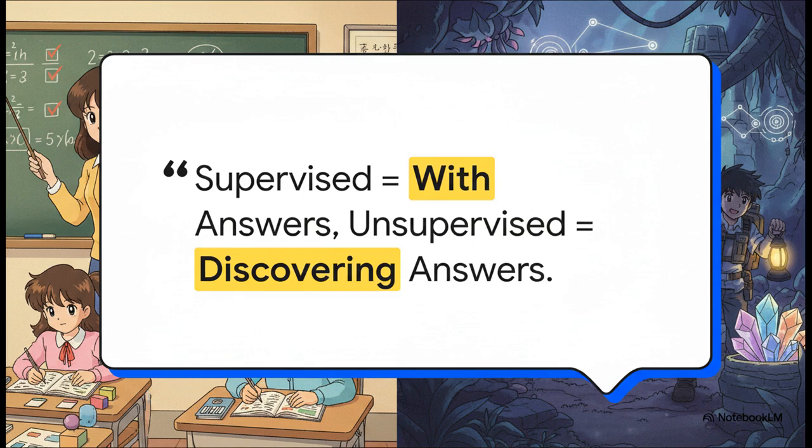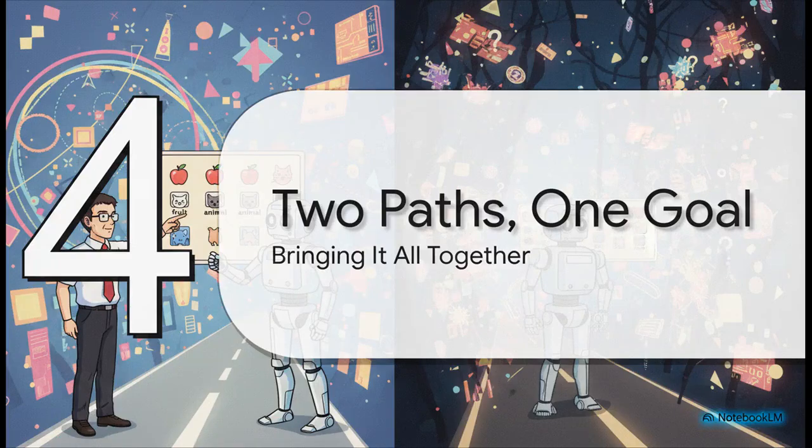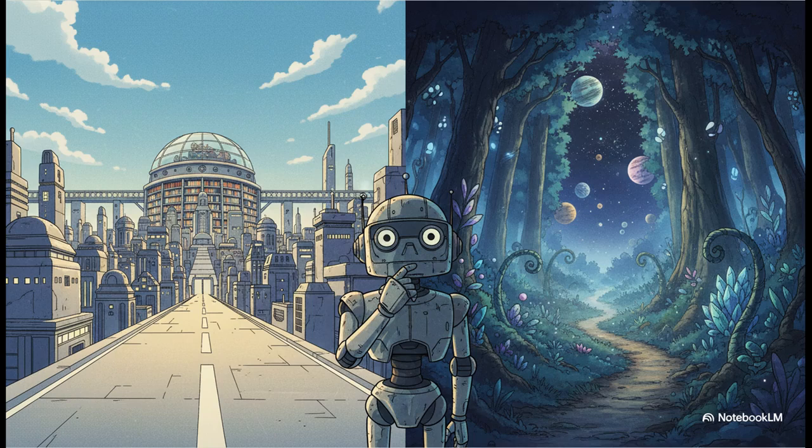Simple as that. So you might be thinking, okay, are these two things competing? Is one better than the other? And the answer is, not at all. Actually, they're more like two different paths that are both heading to the exact same destination. And this is where it all comes together so beautifully. One method, supervised, learns from what we already know. It helps us get really good at tasks we can already define.